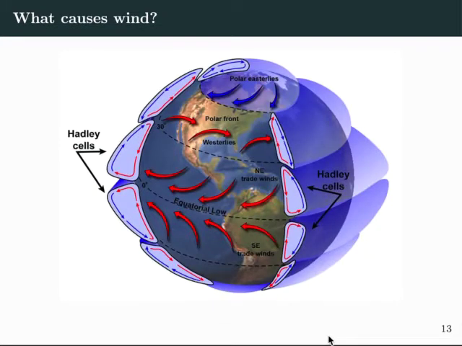And here we have a picture of that. So we can see these Hadley cells are huge air masses that occur on each side of the equator. You can see they're like strange looking donuts that go all the way around Earth.